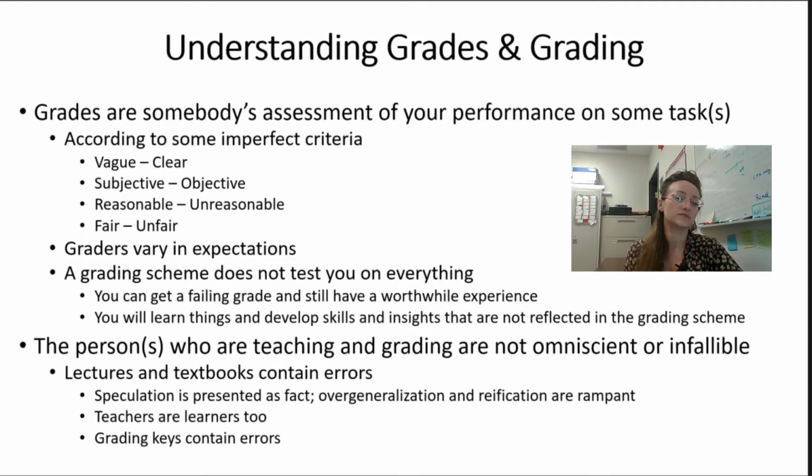And they're going to range from vague to clear, and they won't be perfectly clear. And they'll range from subjective to objective. The answer to 2 + 2 is really easy to grade as incorrect because it's an answer that's objectively right or wrong. Grading is much more subjective in, say, the social sciences and humanities. That's just the way it is. Grading ranges from reasonable to unreasonable and from fair to unfair. I'm going to try to stay on the side of clarity and reasonable subjectivity and fairness.